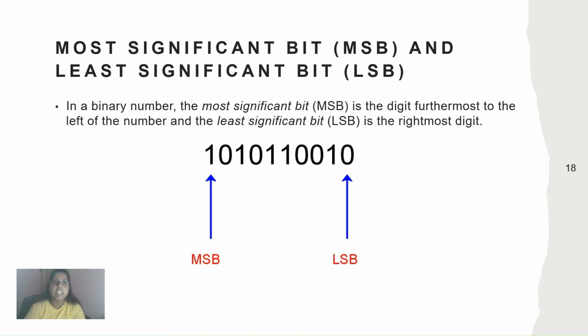Most significant bit and the least significant bit. When doing calculations, you should have a proper understanding of the most significant bit and the least significant bit. In a binary number, the leftmost bit is known as the most significant bit. It has the highest value. The rightmost bit is known as the least significant bit. It has the least value. In a binary number, the most significant bit is the digit furthermost to the left of the number, and the least significant bit is the rightmost digit.